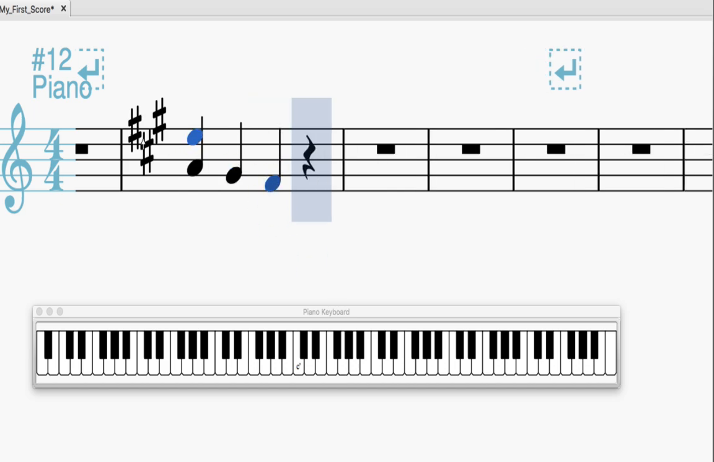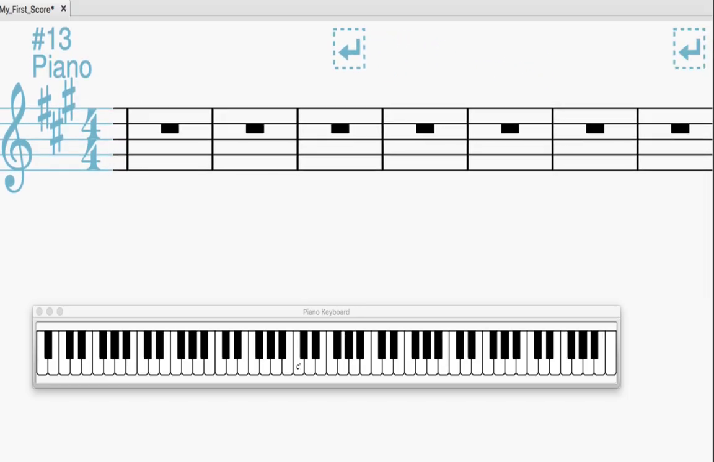F sharp, don't forget, F sharp. So that means the relative minor of A major is F sharp minor. So the key signature of F sharp minor is the exact same key signature as A major. Wild, huh?